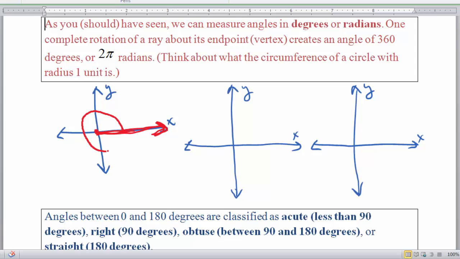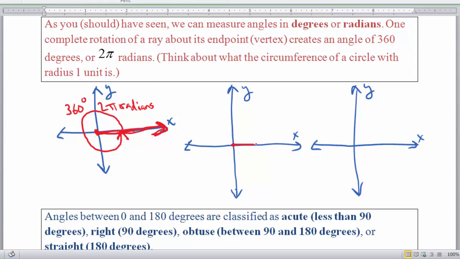If I completely rotate it around in a circle, what have I formed? I formed a 360-degree angle. Or if you want to think about it in terms of radians, it would be 2 pi radians, right? So 360 degrees or 2 pi radians if you go completely around the circle, if you rotate it completely about its endpoint one time.